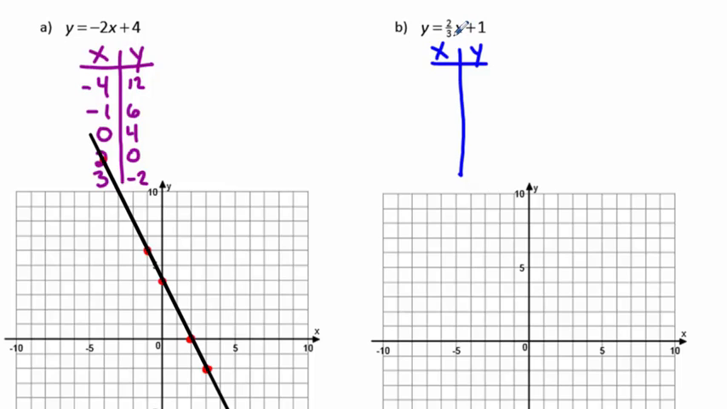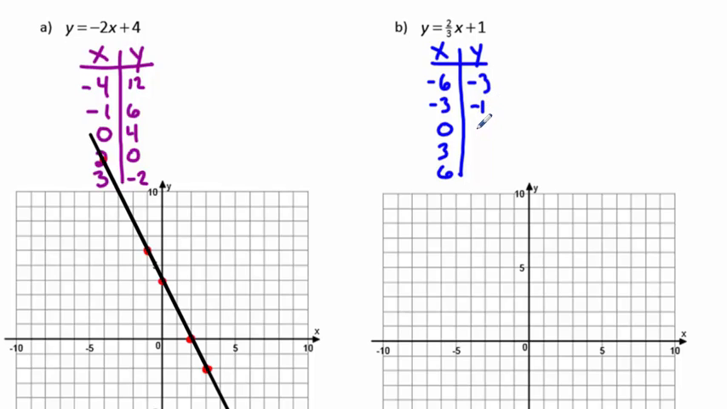So, because the denominator is 3, I want to choose only values that 3 goes into. So if I want 2 negative values, I better pick -6 and -3. And 2 positive values, I better pick 3 and 6. Let's plug these in. 2/3 times -6 is -4, plus 1 is -3. 2/3 times -3 is -2, plus 1 is -1.